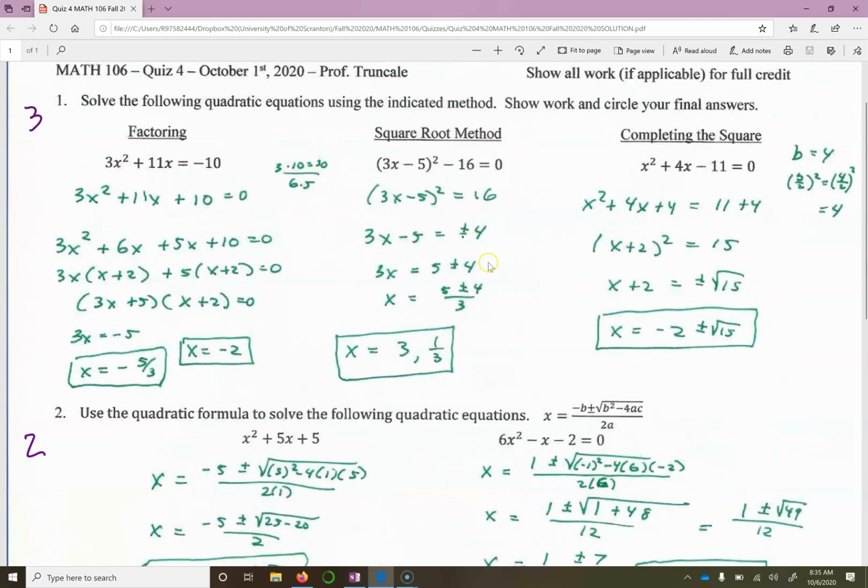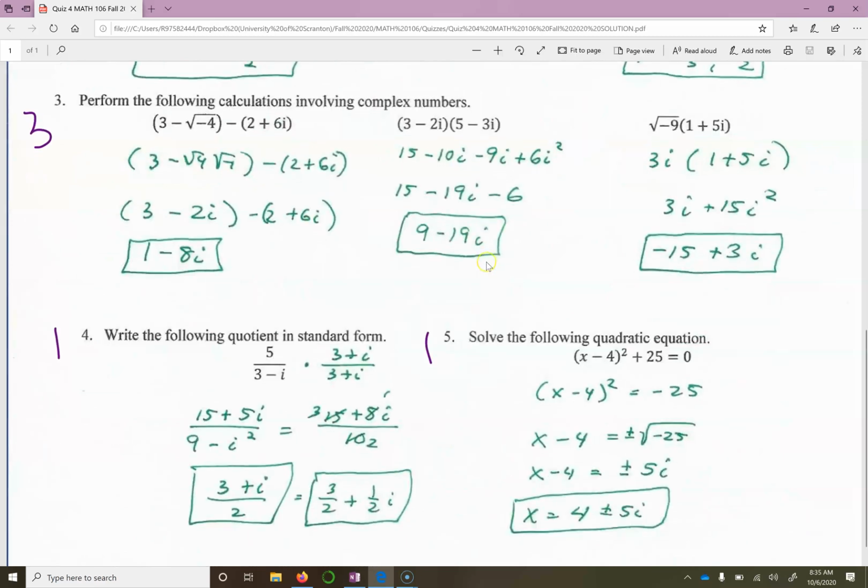All right, so that was section 1.4, I believe, that material. Now, numbers 3, 4, and 5 were from section 1.5. So number 3 was just performing the mathematical operations on complex numbers.